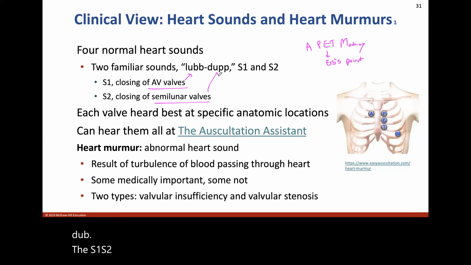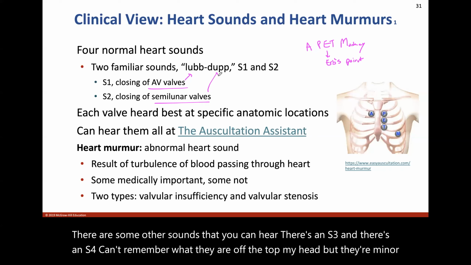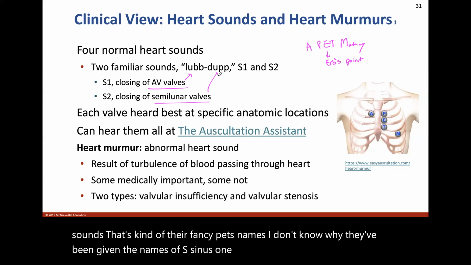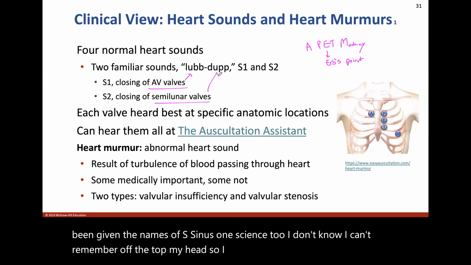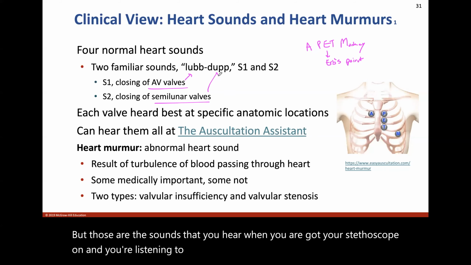There are some other sounds that you can hear. There's an S3 and there's an S4. I can't remember what they are off the top of my head, but they're minor sounds. I apologize. But those are the sounds that you hear when you've got your stethoscope on and you're listening to your loved one's chest when you're sitting around doing nothing.